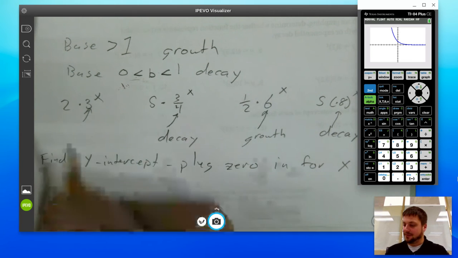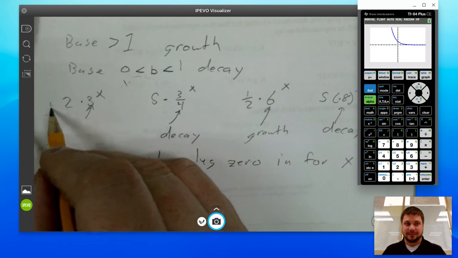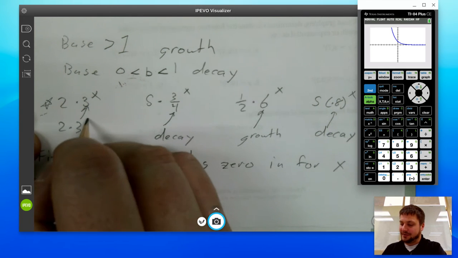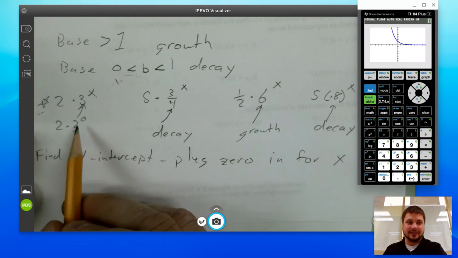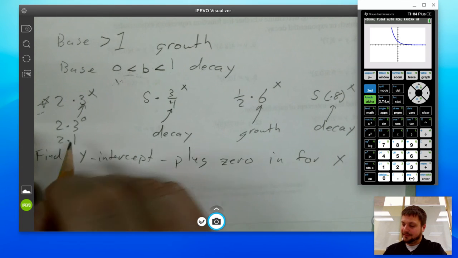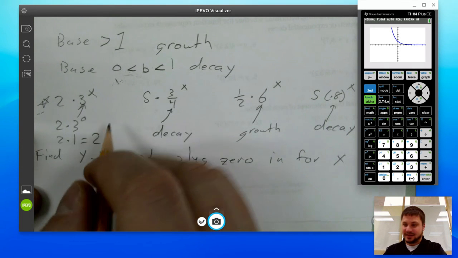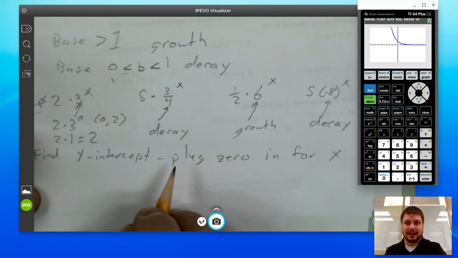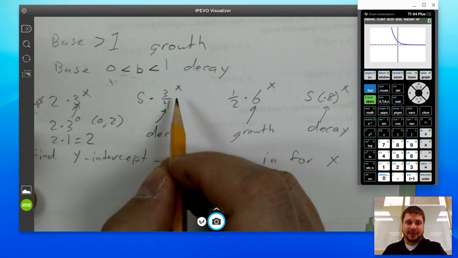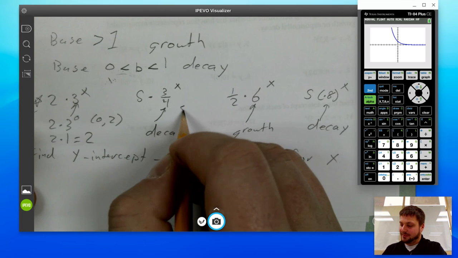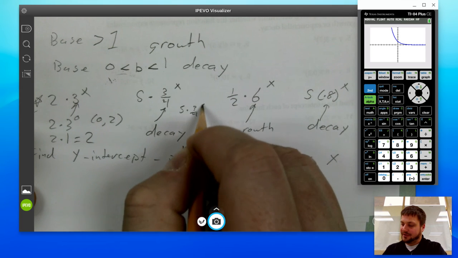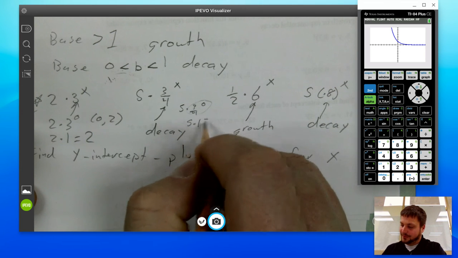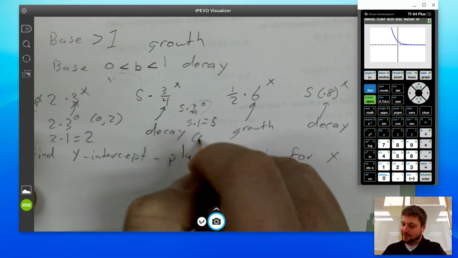So if I wanted to find the y-intercept of this problem here, I would just plug 0 in for x. 2 times 3 to the 0. Well, anything to the 0 is 1, so this is just 2 times 1, which is 2. The y-intercept here is at (0, 2). Here, again, I plug 0 in for x. It'd be 5 times 3/4 to the 0. Anything to the 0 power is 1, so that's 5 times 1, which is 5. The y-intercept would be at (0, 5).